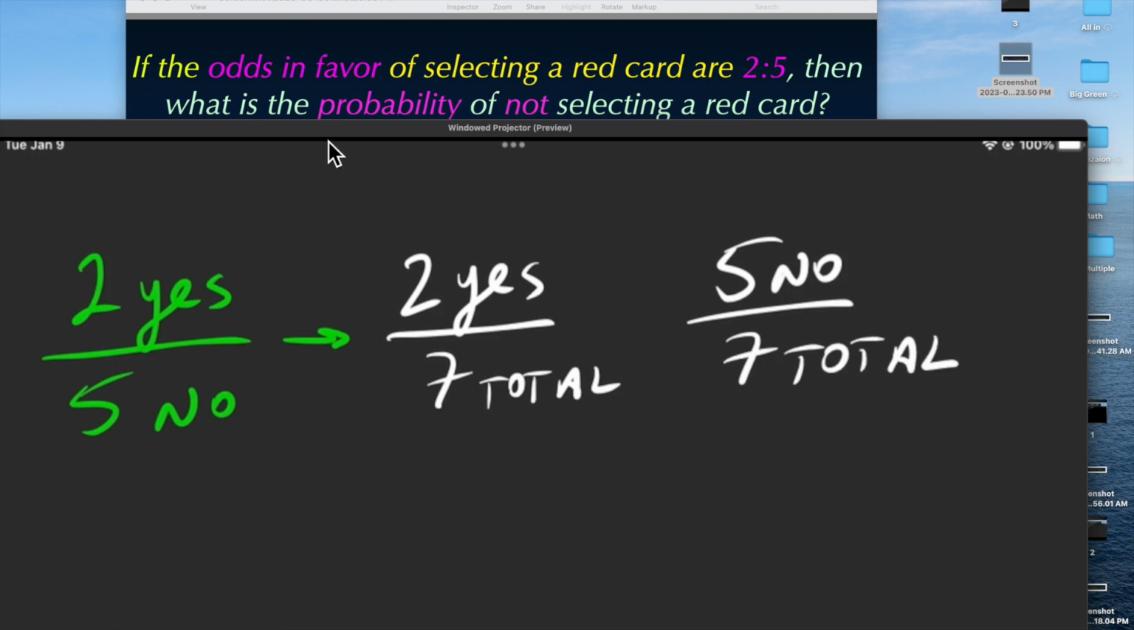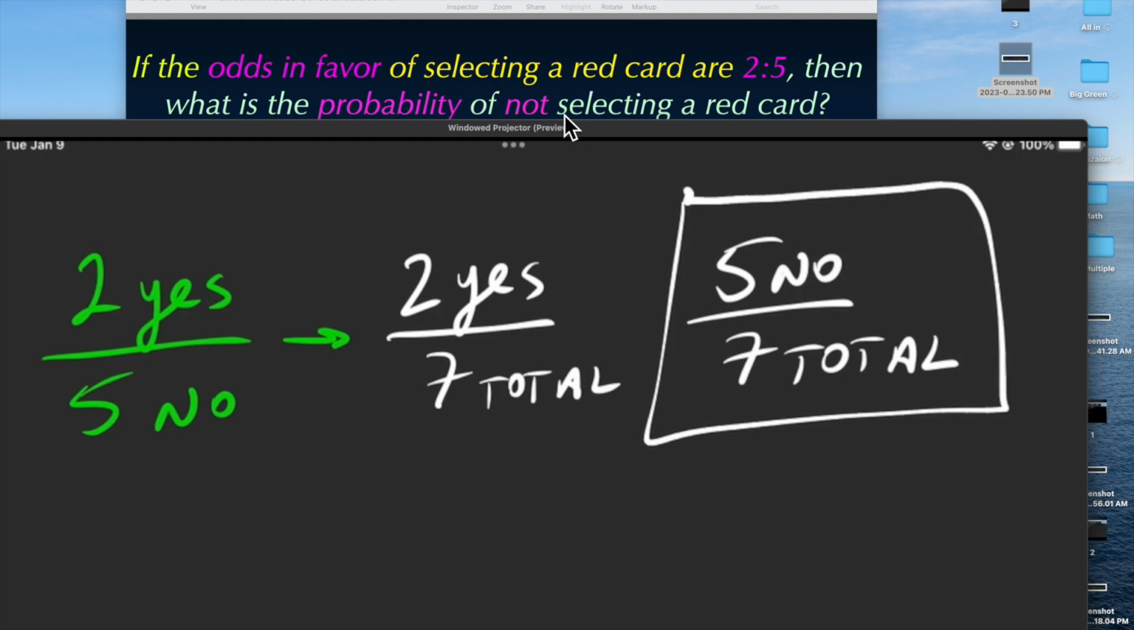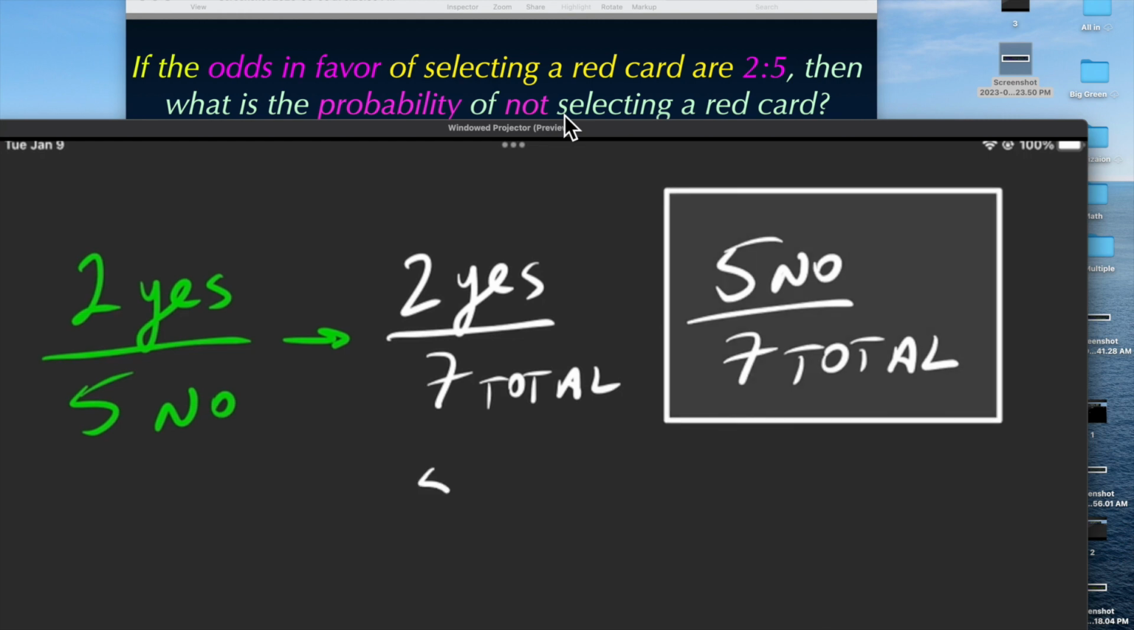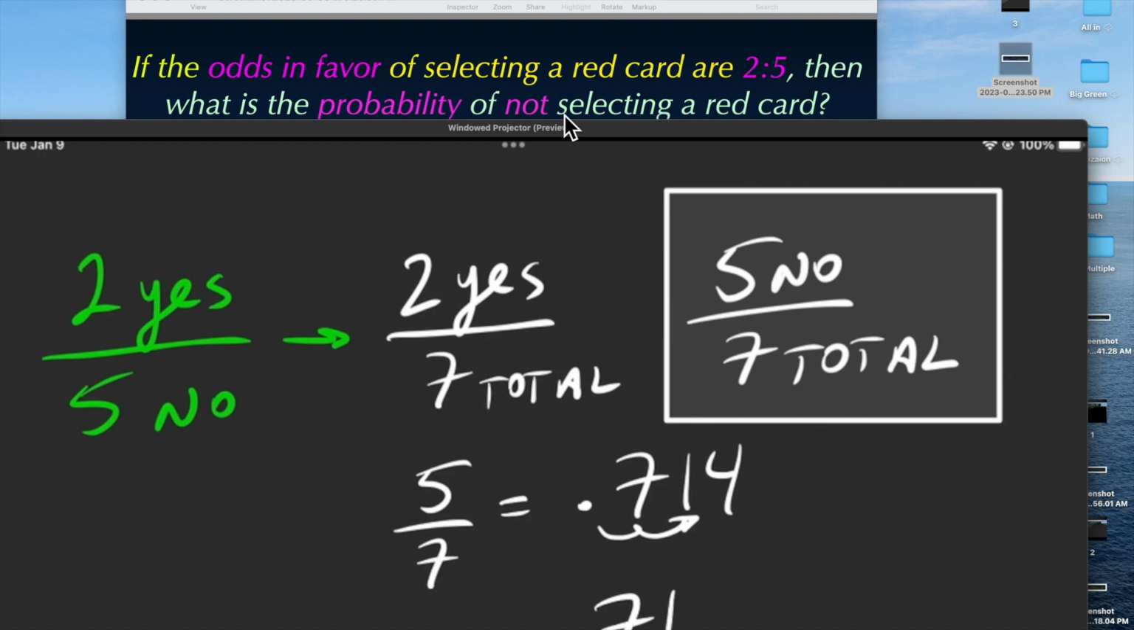This question asks, what's the probability of not selecting? That's going to be right here. So the probability is going to be 5 over 7. And if you divided that out, you would get 0.714 as a decimal. And if you want it in percent, we're going to move that decimal place to the right twice, and we're going to get 71.4%.